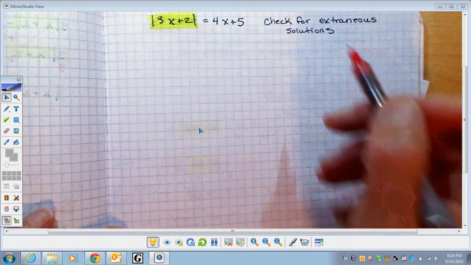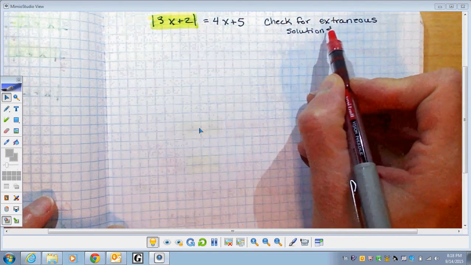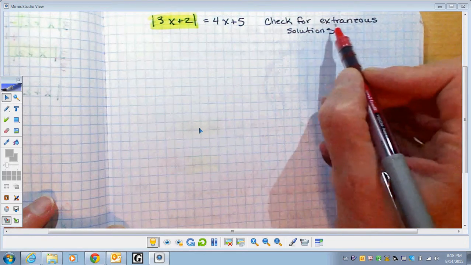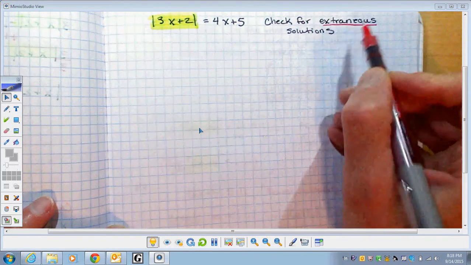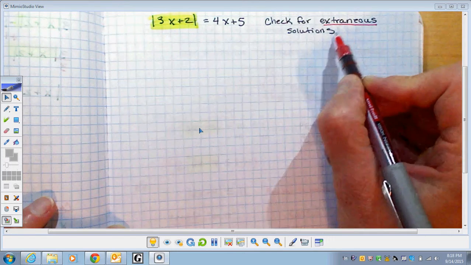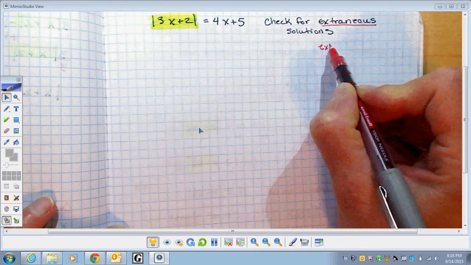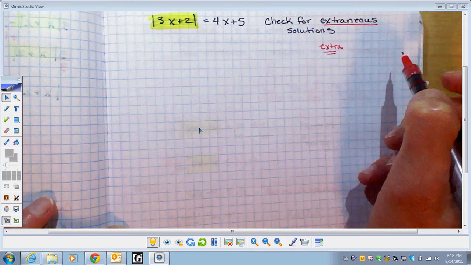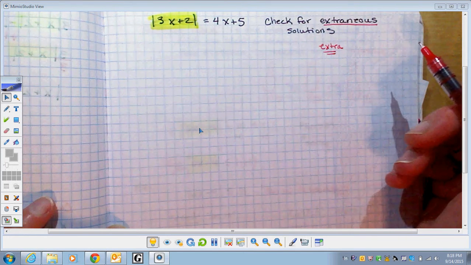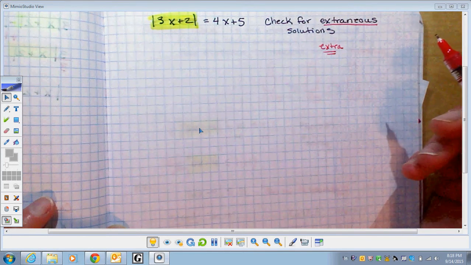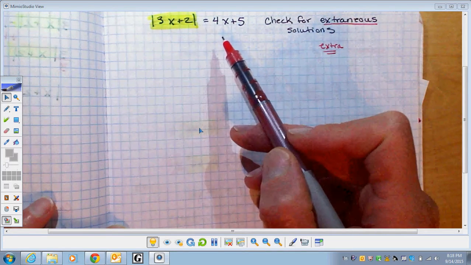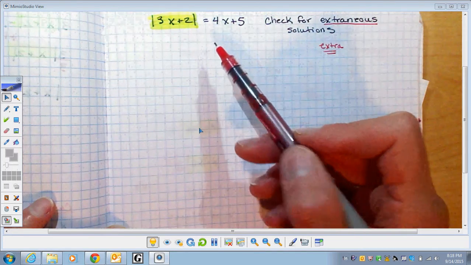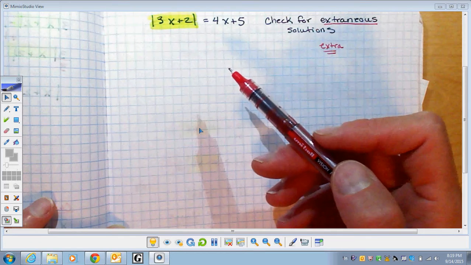There's also this funny looking phrase. It says check for extraneous solution. So extraneous has the word extra in it. So we might have some extra answers, and those answers will be non-answers. So basically when we solve for x, the answer might lie to us. So we have to check it.